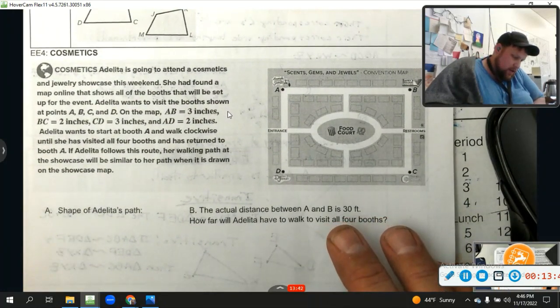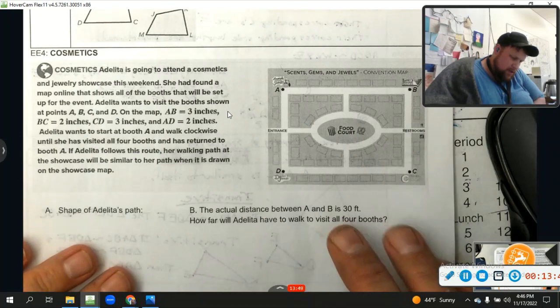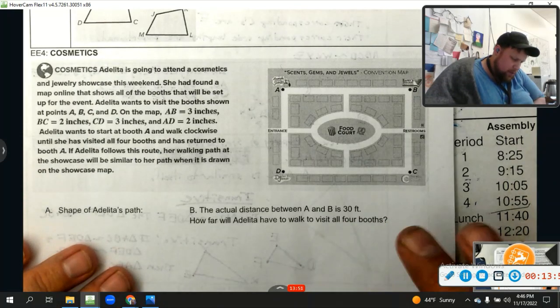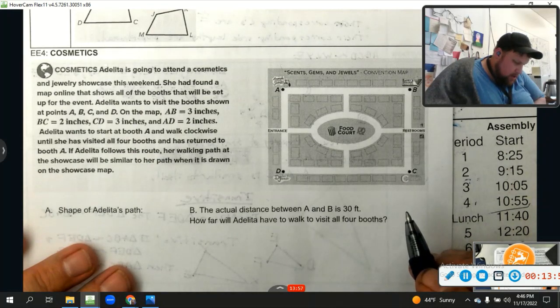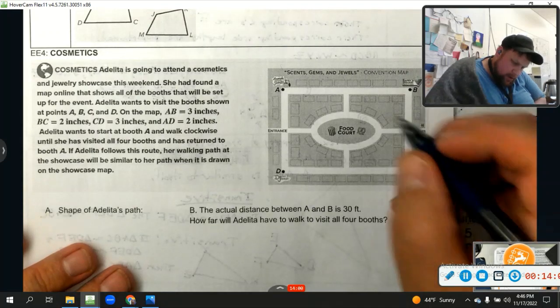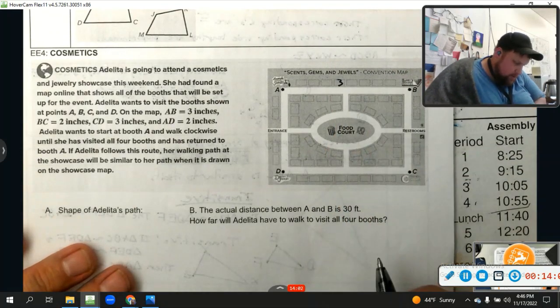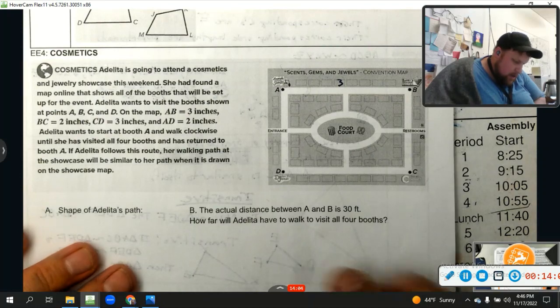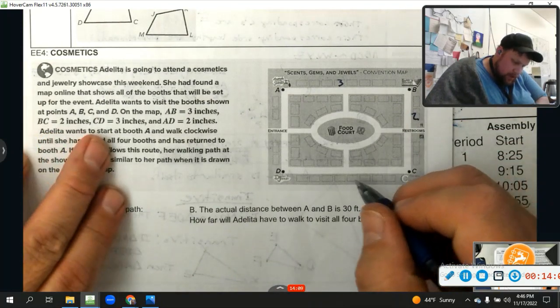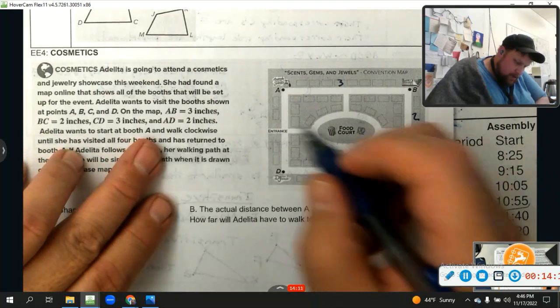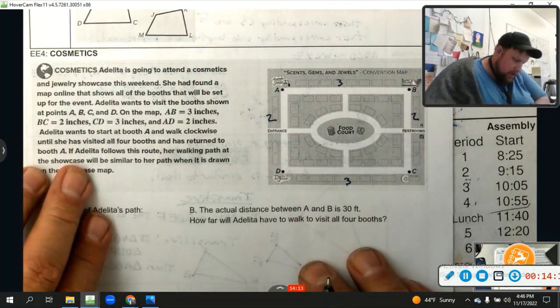Perfect. Adelita wants to start at booth A and walk clockwise until she has visited all 4 booths and has returned to booth A. If Adelita follows this route, her walking path at the showcase will be similar to her path when it's drawn on the showcase map. What's the shape of her path? Well, it's a rectangle. That's what it looks like. Or one could even just say it's going to be a parallelogram or a quadrilateral of sorts, but it looks like a rectangle. And I know I didn't draw these going the right direction, but they are what they are.